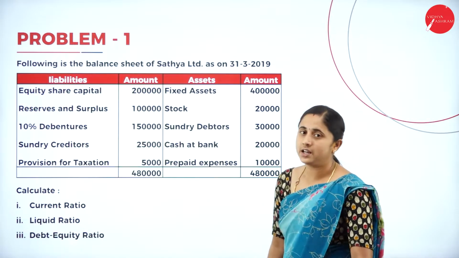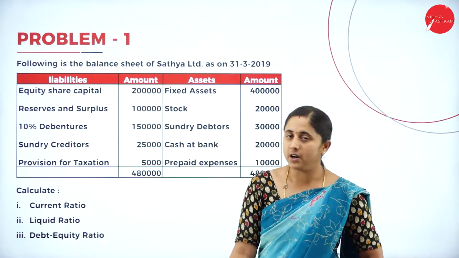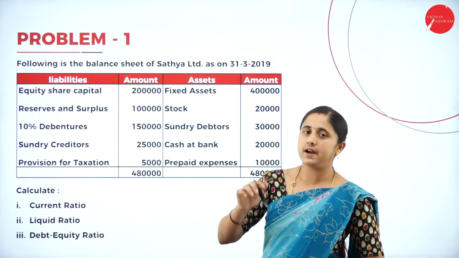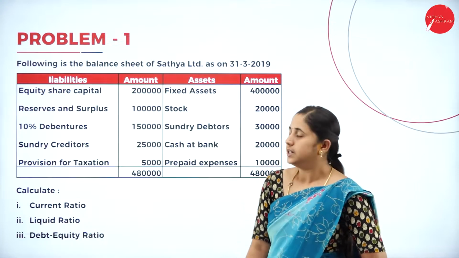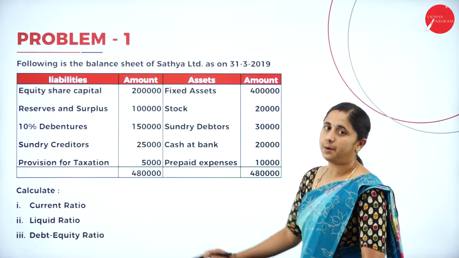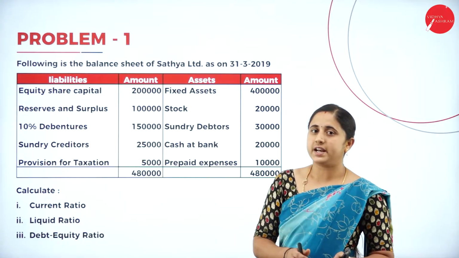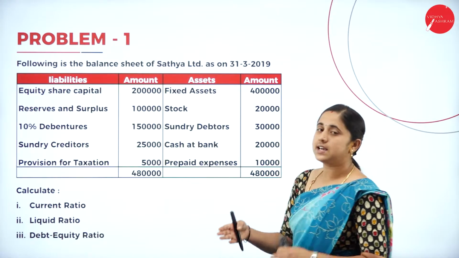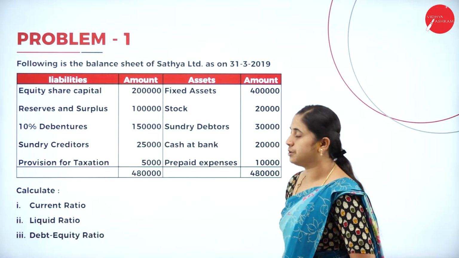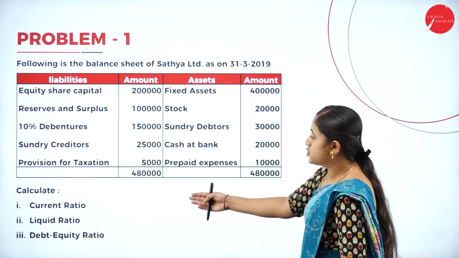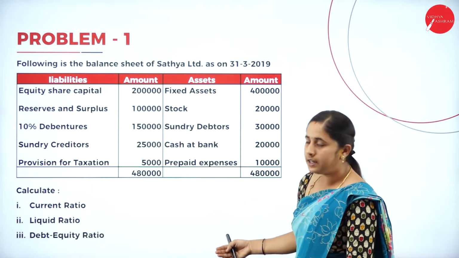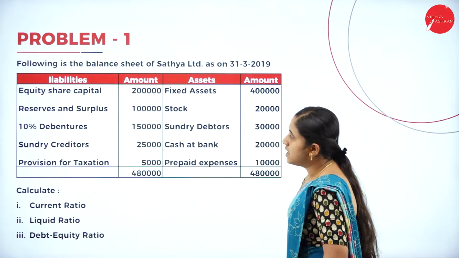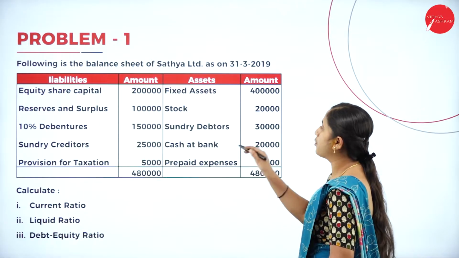First one, current ratio. We know the formula for current ratio. Current ratio is equal to current assets divided by current liability. In the last class, we discussed what the current ratio is and why we need to calculate it. First, you need to identify the current assets and current liability in this problem.